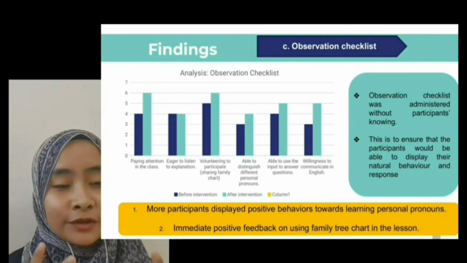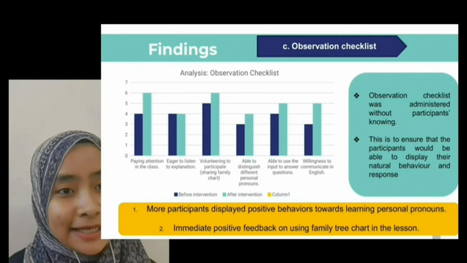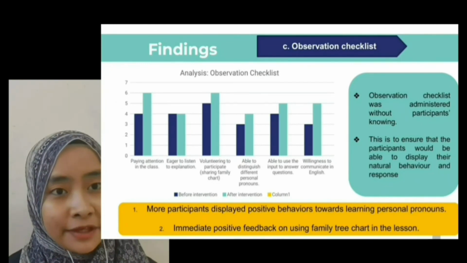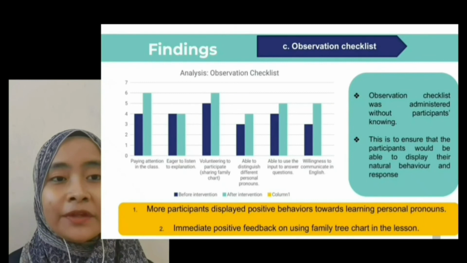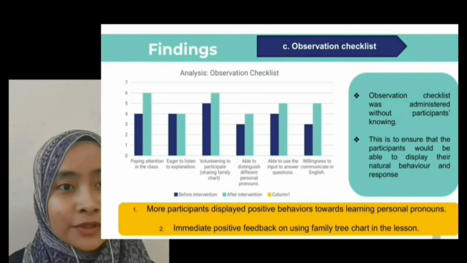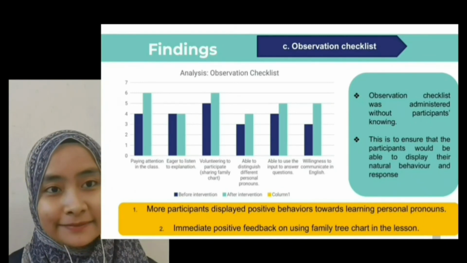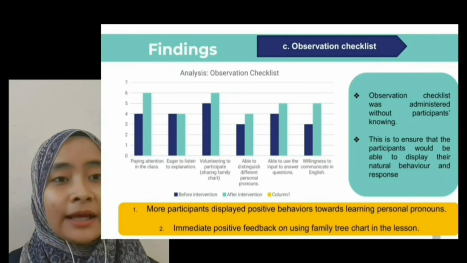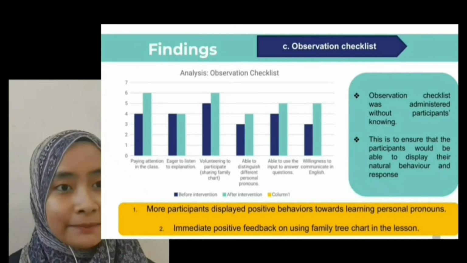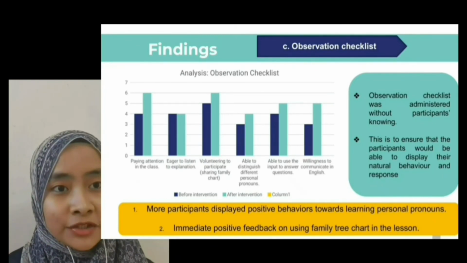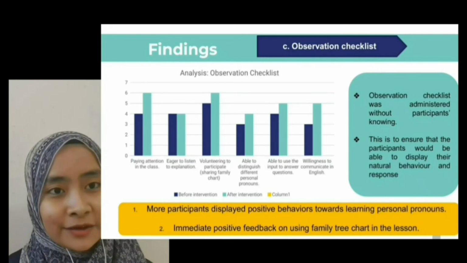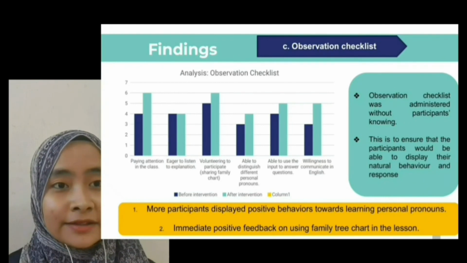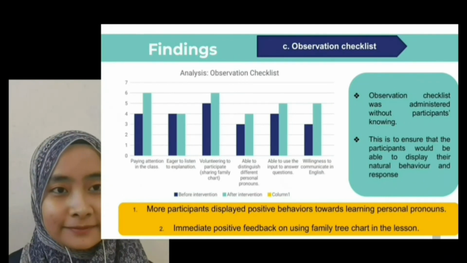Among the pupils who were more confident to use English during the lesson, participant C was the only one who did not showcase such behavior, and this was reflected in her test score, which declined during the post-test compared to the pre-test. This particularly showed that their behavior, their attitude, and also their acceptance towards the family tree chart strategy is reflected in their test score, as most of them showed improvement in the scores that they achieved.